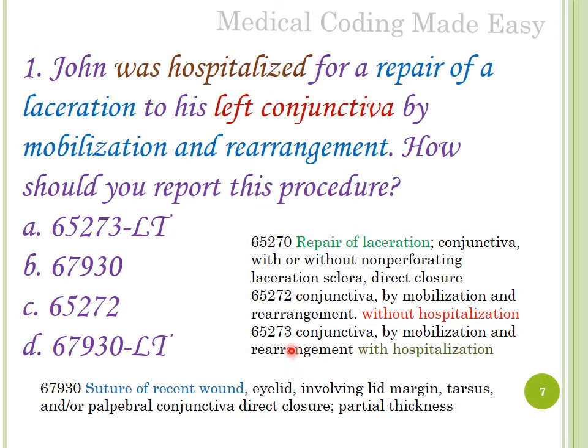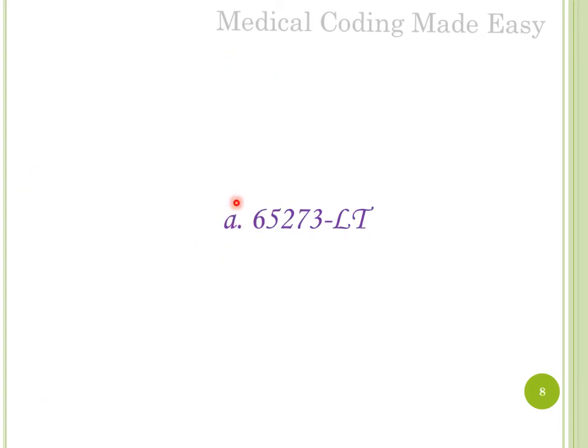And here we have one code, 65273. So we can check whether the words are there: mobilization and rearrangement, hospitalization, and repair of laceration. So all terms are there. So we can go to 65273 left. So the answer is A. 65273 LT, where LT means left.